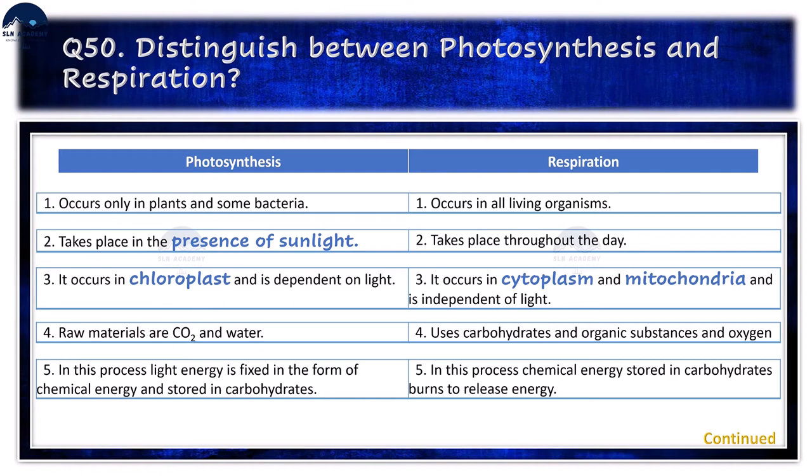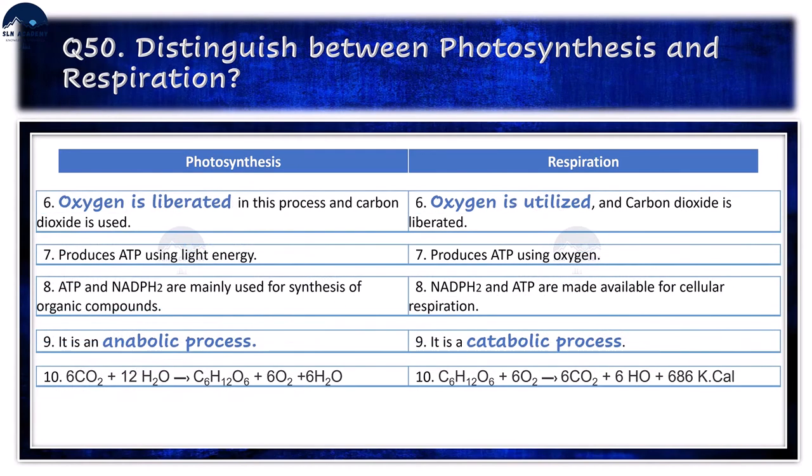Raw materials of photosynthesis are CO2 and water. Raw materials of respiration are carbohydrates and organic substances and oxygen. In photosynthesis, light energy is fixed in the form of chemical energy and stored in carbohydrates. In respiration, chemical energy stored in carbohydrates is burnt to release energy. Oxygen is liberated in photosynthesis and carbon dioxide is used. Oxygen is utilized in respiration and carbon dioxide is liberated.